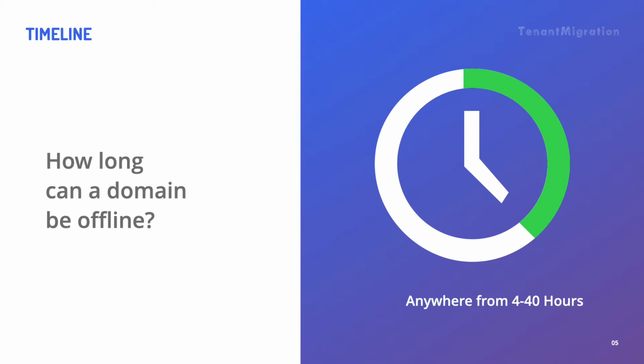A tenant can be offline from anywhere between 4 and 40 hours. We would say the typical migration time is around 8 hours, but that can be dependent on a whole bunch of different factors, time of day, or things that are going on in those particular systems. But anywhere between 4 and 8 hours is probably a good estimation for how long it takes from when one domain name is deleted to where it can be reconnected to the other tenant.